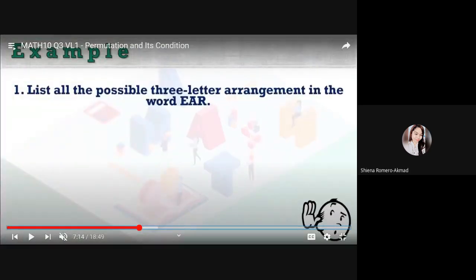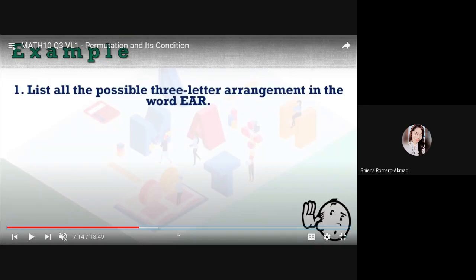So let us have more examples for us to understand more about permutation. For number one, we have to list all the possible three-letter arrangements of the word ear, whether it has a meaning or none. Our goal here is for us to find all the possible three-letter arrangements. So sabi dyan, list. So for us to list, we can use an arrow diagram, okay? Then after that, we can list.